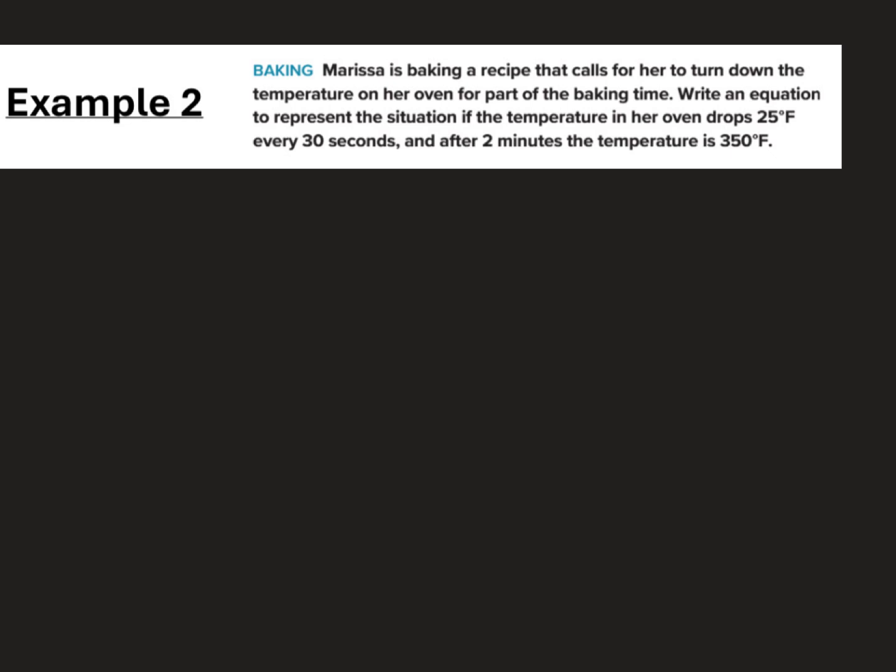Example 2. Marissa is baking a recipe that calls for her to turn down the temperature on her oven for part of the baking time. Write an equation to represent the situation if the temperature in her oven drops 25 degrees every 30 seconds and after 2 minutes the temperature is 350 degrees. So we want to write an equation in slope-intercept form of a line that would fit this scenario.